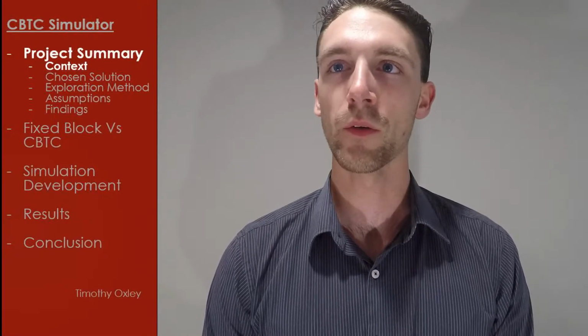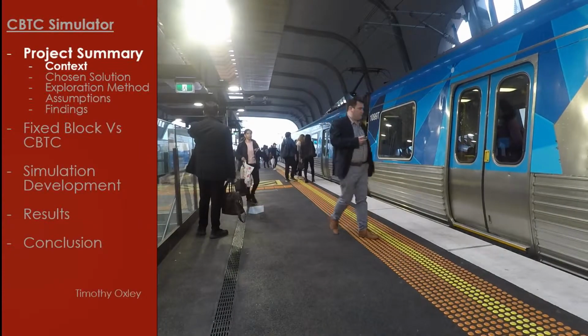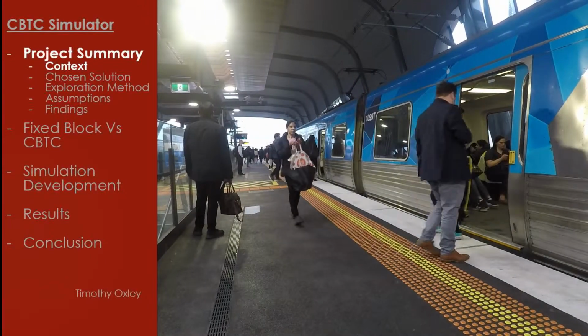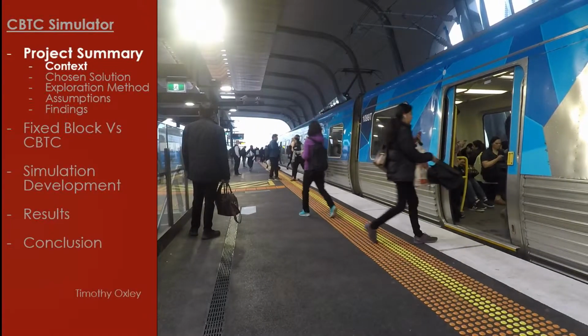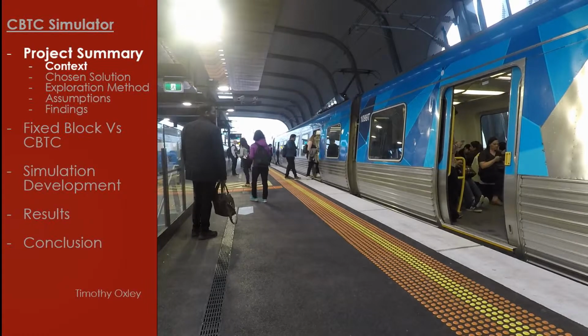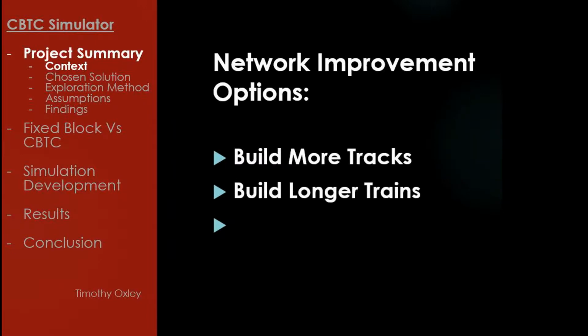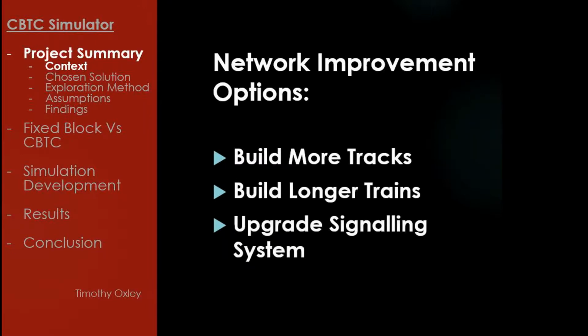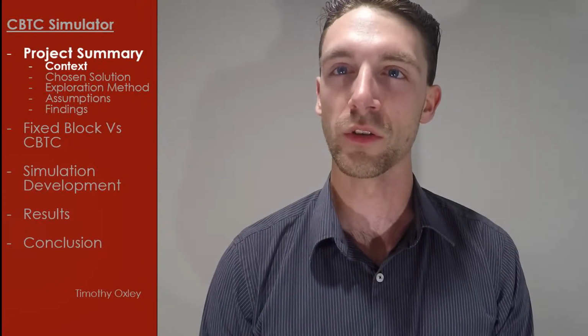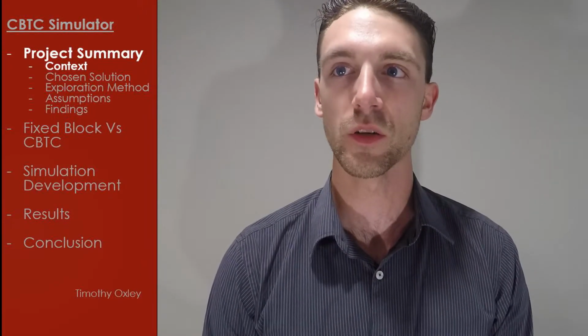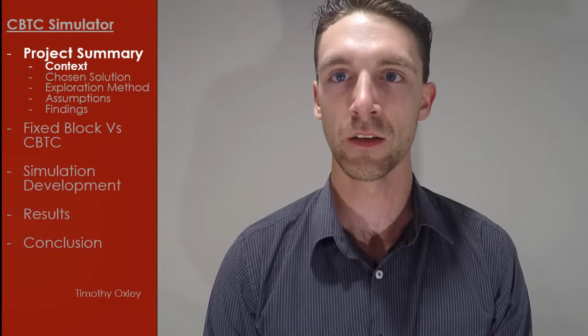When a suburban rail network has reached its capacity in terms of the number of passengers that it can move during a peak period, a railway operator can invest in a network to improve throughput. They may invest by adding more tracks, building longer trains, or by upgrading the signalling system from fixed block to CBTC. All options increase the number of passengers which can be transported simultaneously.